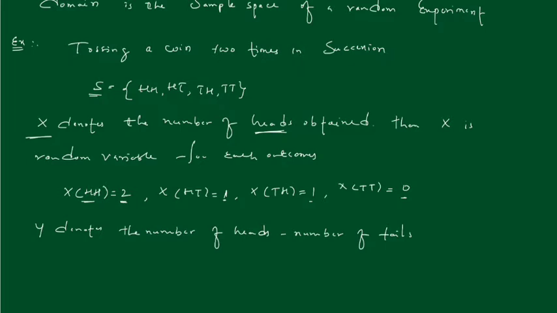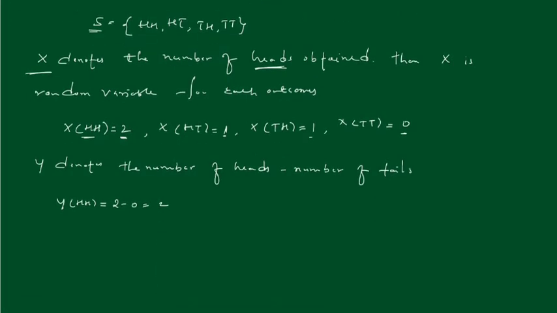At y of HH is head minus tail, 2 head minus 0, that is 2. Next, the second one. What we get here, y of HT, 1 head, 1 tail, 0. Y of TH, 1 head, 1 tail, 0. Y of TT, that is 0 head minus 2 tail, that is minus 2.